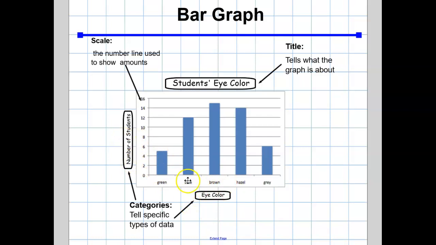And you guys know that the categories are related, because here it shows the eye color and the number of students that have that eye color. So the categories in bar graphs are related. Of course, everything is related to that main idea, which is students' eye color.